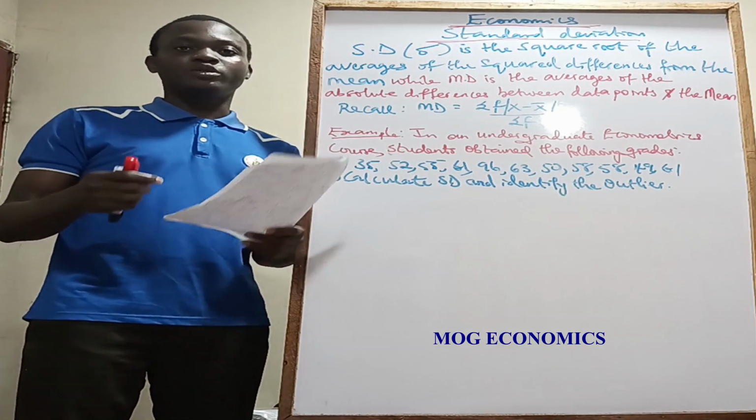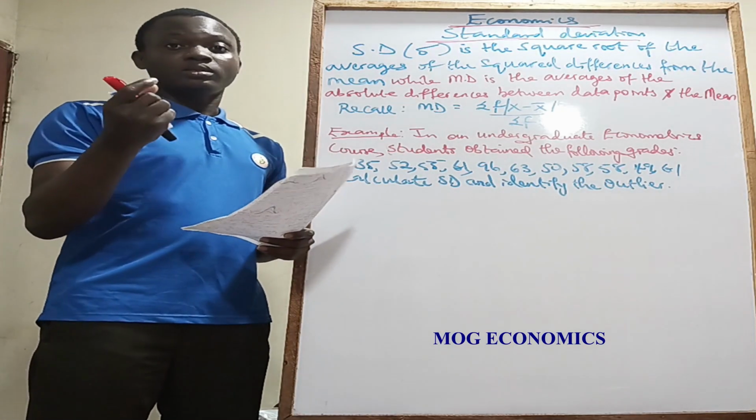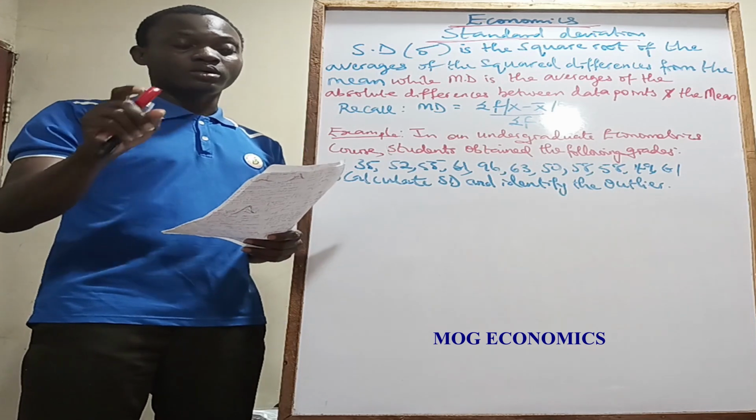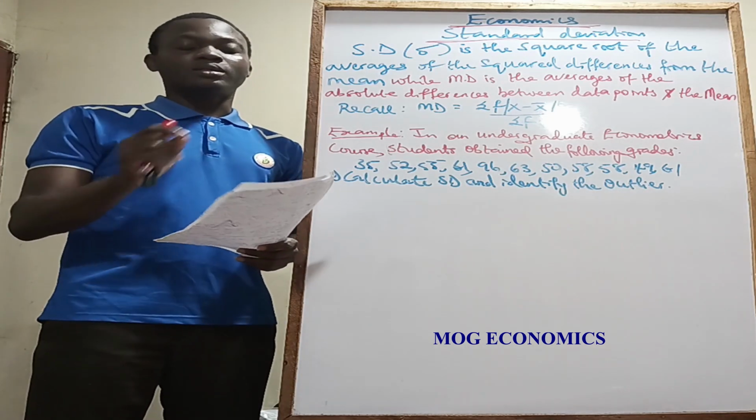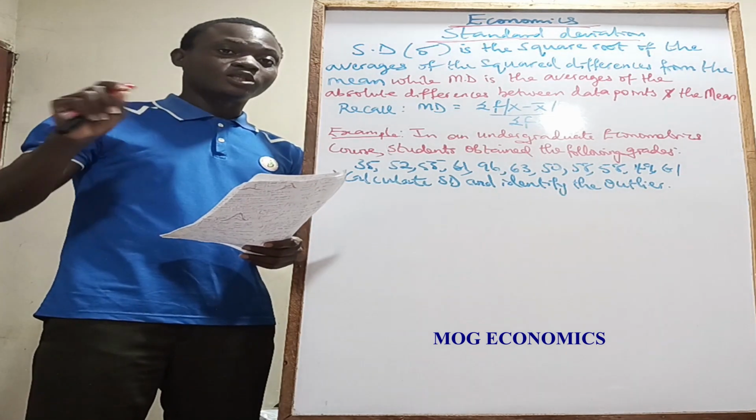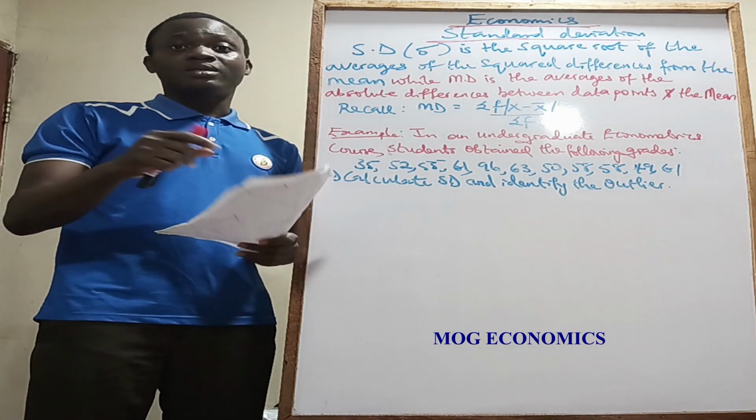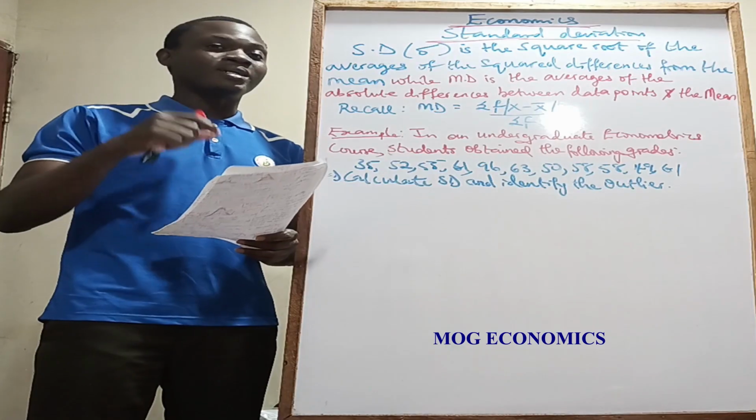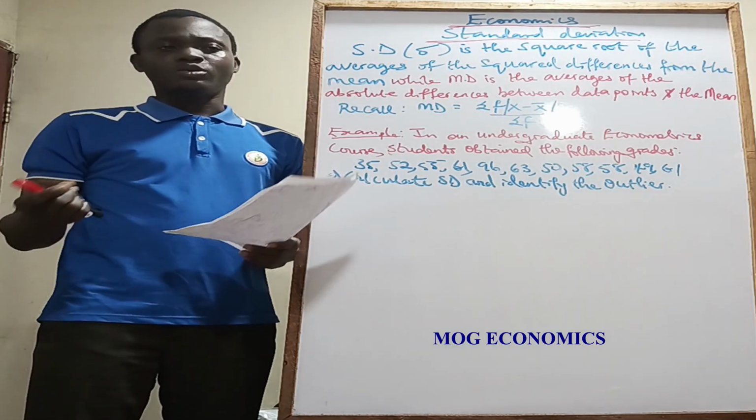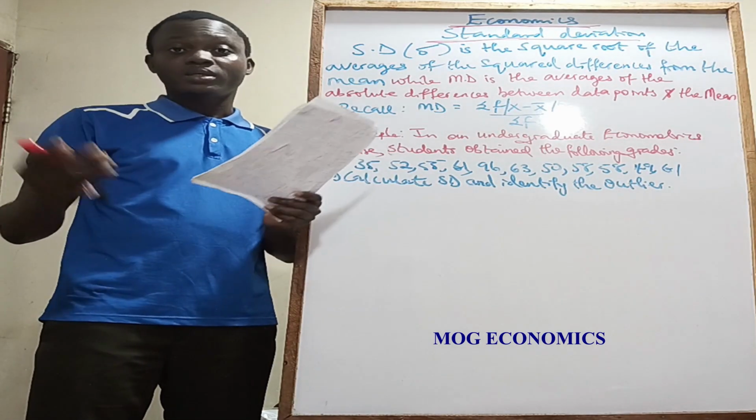So we're looking at standard deviation with a mean, the actual mean, like the true mean of a given data. Then we're also going to be looking at the standard deviation using an assumed mean. And then we're also going to be looking at how standard deviation can be used to identify an outlier in a given data set. So we're looking at a few things.